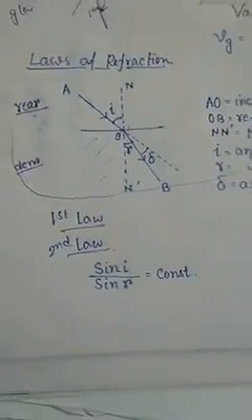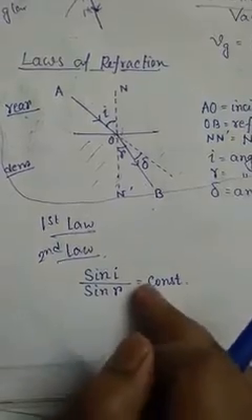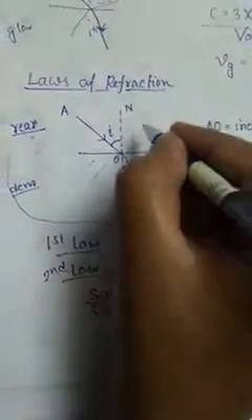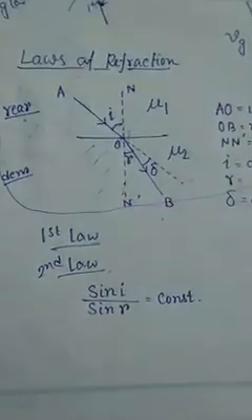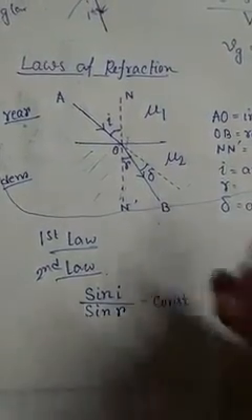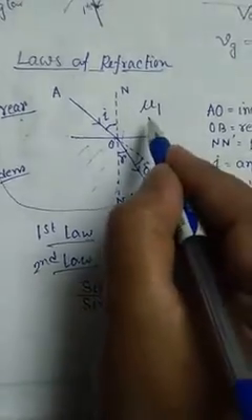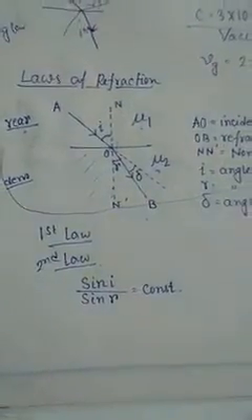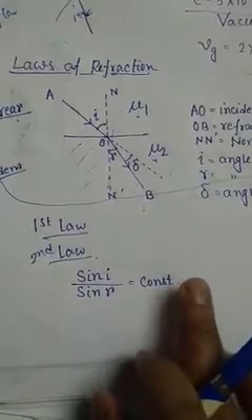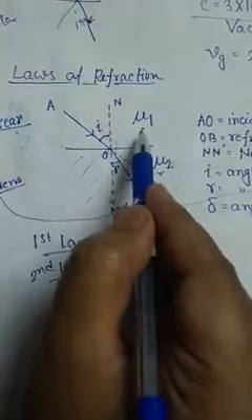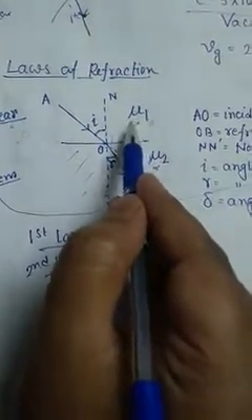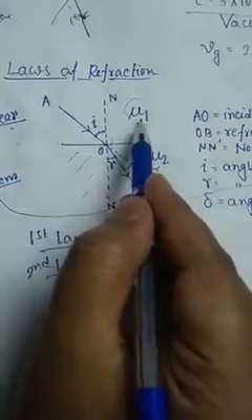And what is the name of the constant? The constant is called the refractive index of the second medium with respect to the refractive index of the first medium. So what is the name of the constant? This name of the constant is the refractive index of the second medium with respect to the first medium. Now you may ask me, sir, what is this sign? This sign is mu, and this is the refractive index.